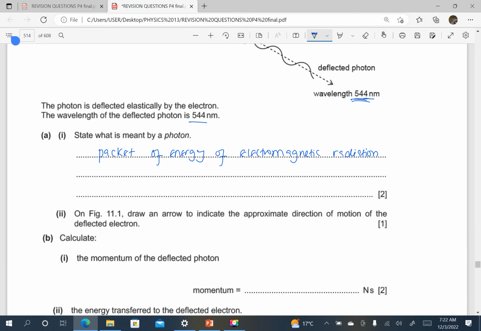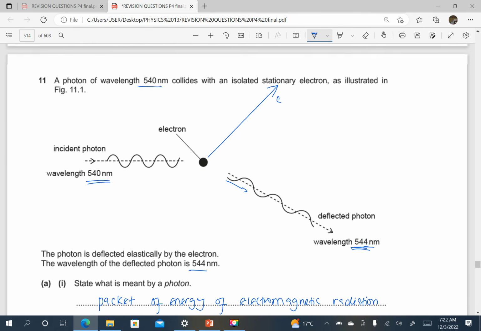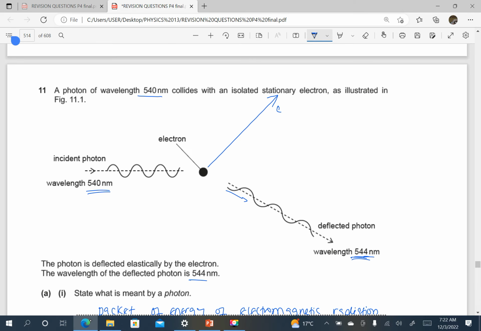On the figure, draw an arrow to indicate the approximate direction of motion of the deflected electron. So the deflected electron, of course, will also move at an angle so that momentum is conserved. It will be moving at an angle on the opposite side of the photon.